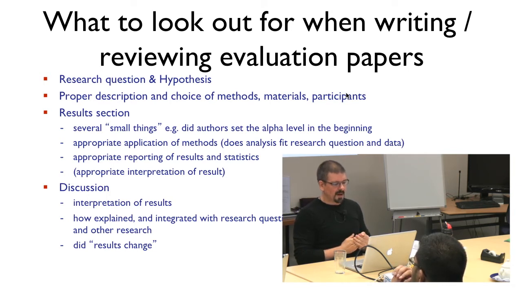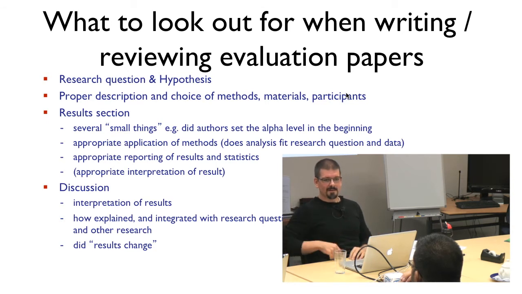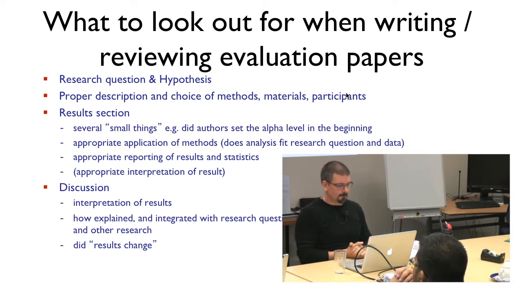In the results section, what I do is, I sometimes get picky and look for small things as well. So did the authors, for example, set the alpha level, or do they sometimes tend to change it afterwards, as they see fit? That shouldn't happen, but sometimes you find that, so check for those things. Check if the methods they used are appropriate for the research question, and the analysis steps they used are appropriate as well to find an answer to those questions.